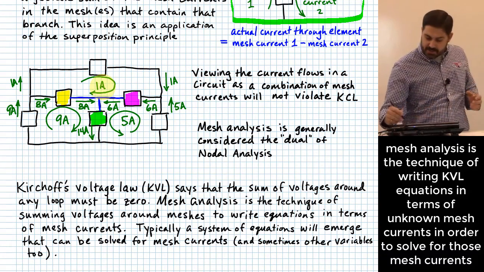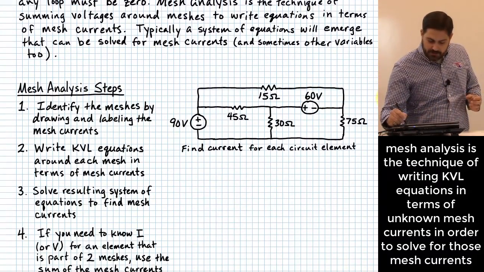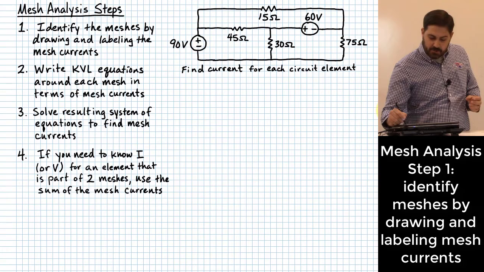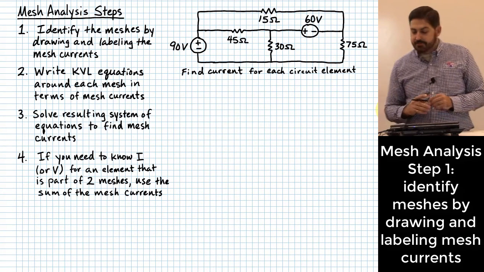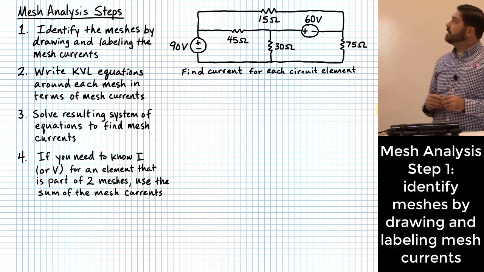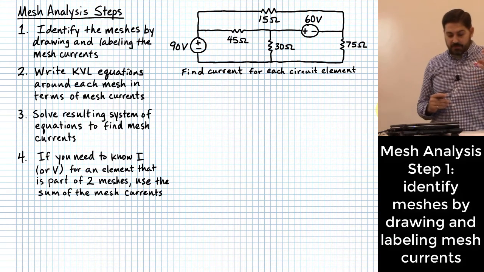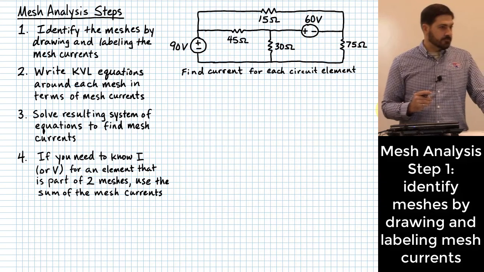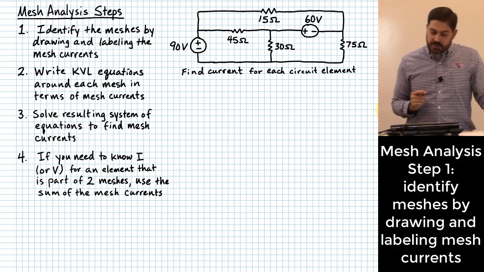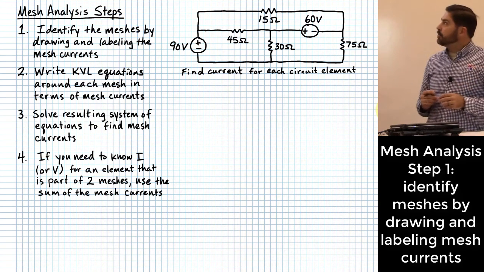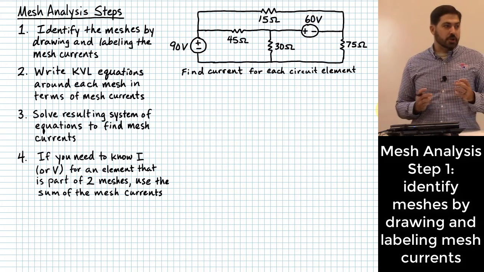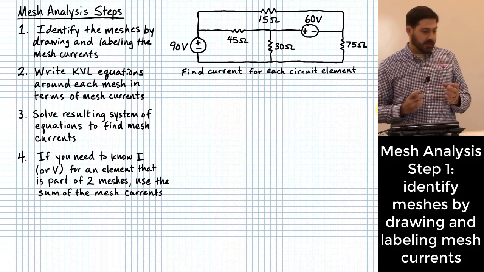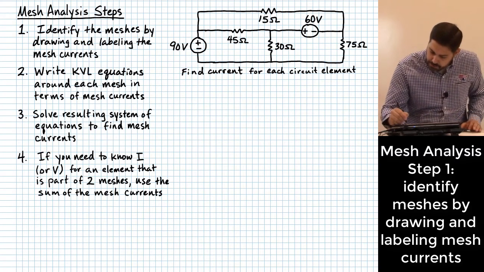So kind of like I did last time, I've listed out the steps of doing one of these mesh analyses, and what we're going to do is follow through these steps on a particular circuit so you can see how this works. Okay? So the first thing to do is to identify your meshes by drawing and labeling your mesh currents. And you do that essentially with these little loops, right?